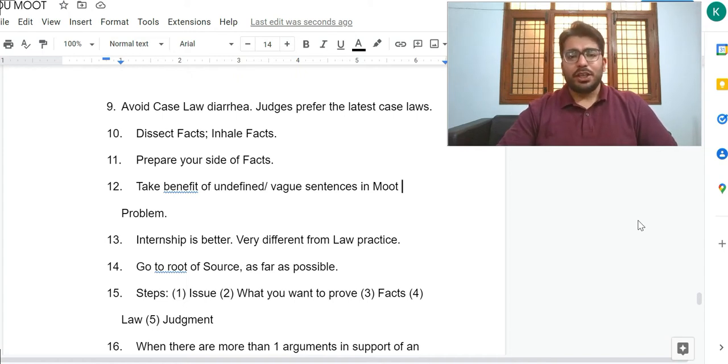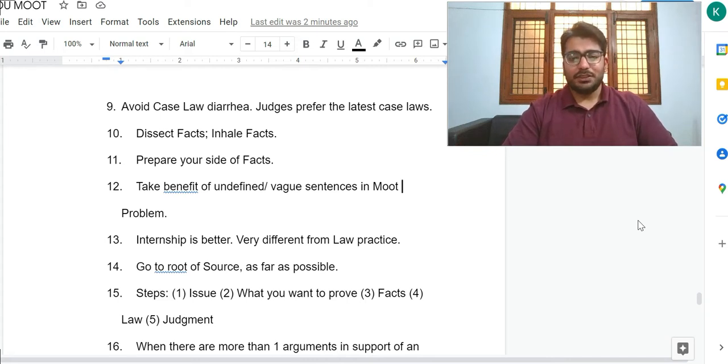Try to limit your case laws to the case in point, those which are more appropriate and whose facts and judgment you know. Obviously, when you have 50 judgments in your memorial, the judge will definitely know that you don't know even a single one of those, or at least most of them. Then the judge will trap you and ask what were the facts of this case, what were the facts of this case. So you must always avoid case law diarrhea.